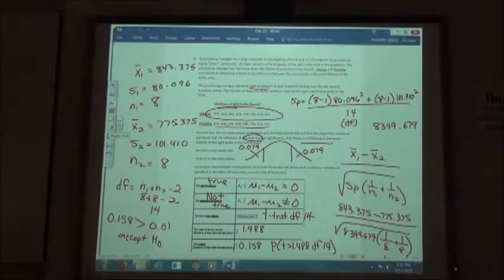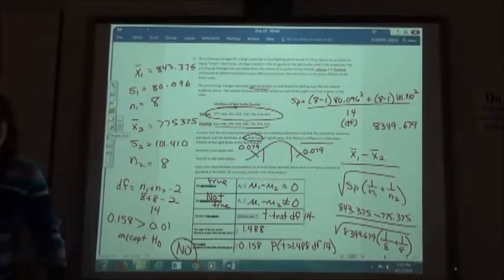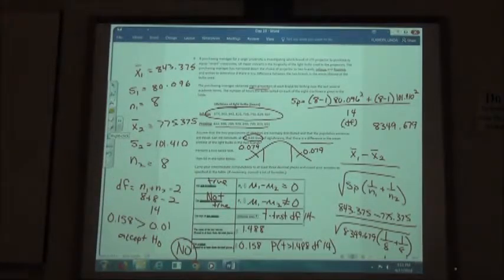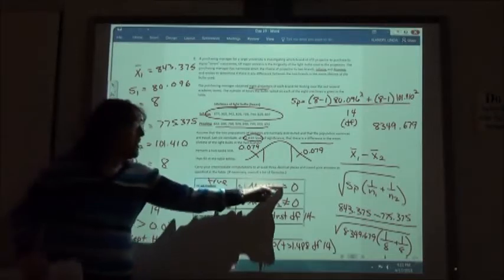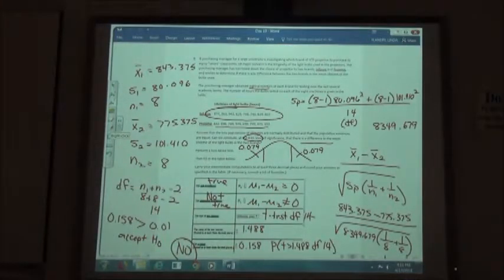So, can we conclude that there is a difference in the mean lifetimes? Can we say there's a difference? No, we're saying it's equal. There is not a difference. I didn't leave space for the no, but on the bottom one, you're going to circle no. We're saying they're the same. They're not different. Okay?